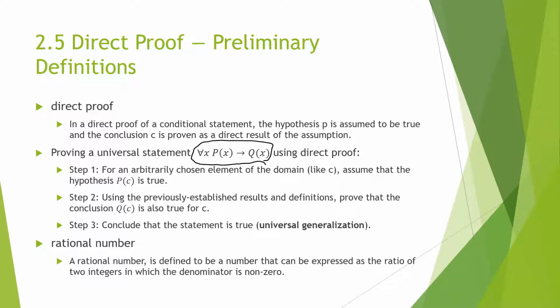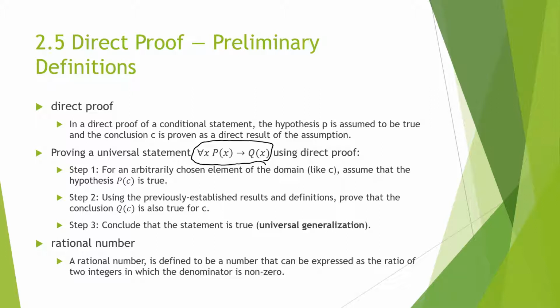In the first step, you have to first assume that c is an arbitrarily chosen element of the domain, and the hypothesis is true for that arbitrarily chosen element. So in the first step, an arbitrary element of the domain has to satisfy the hypothesis, so that in the following step we prove the conclusion for that same arbitrary element.